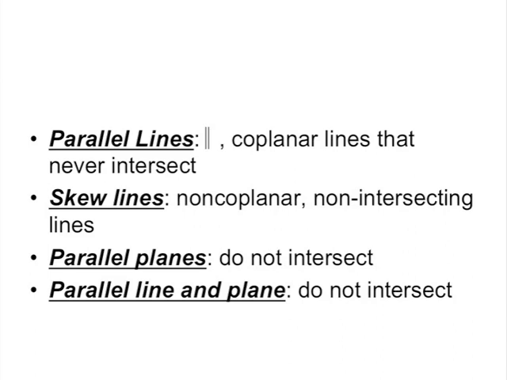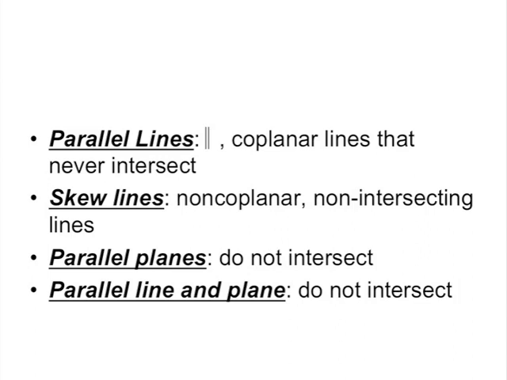The definition of parallel has two key parts to it. Parallel lines are coplanar lines. That means they are in the same plane and they don't intersect. Okay? They are in the same plane and they don't intersect.